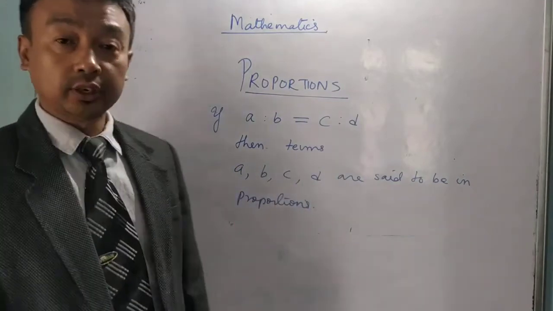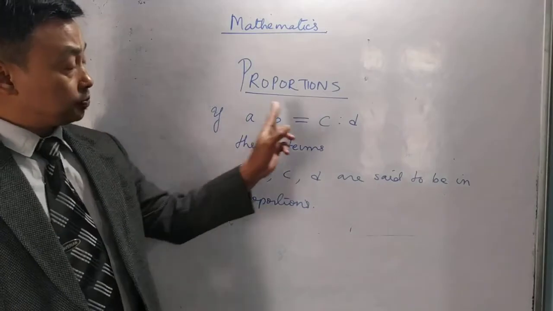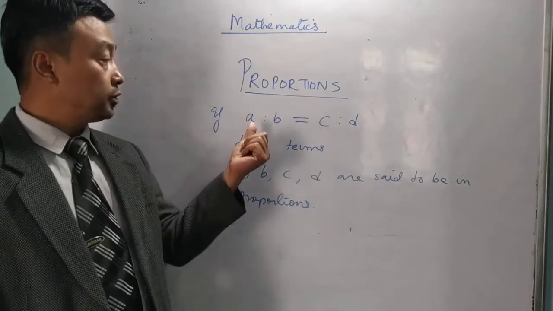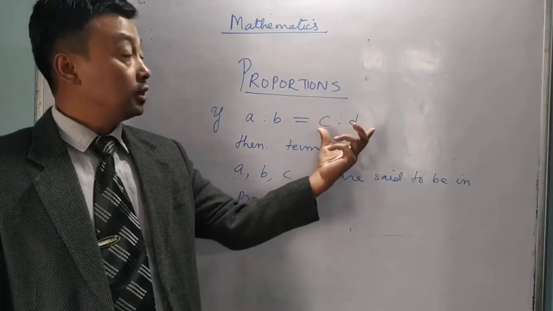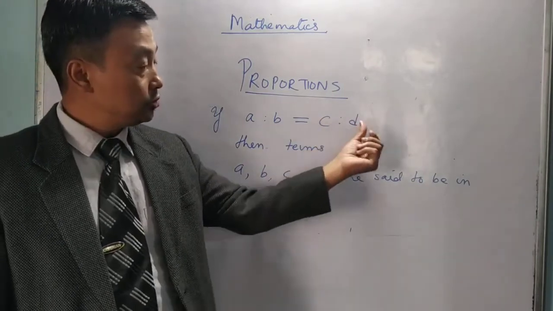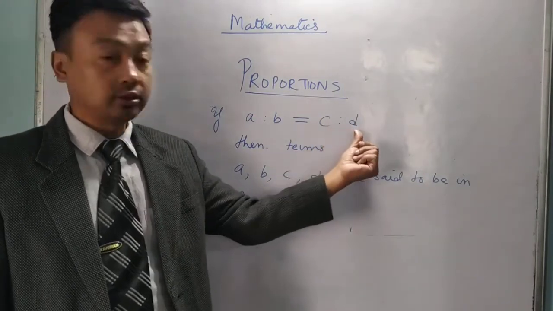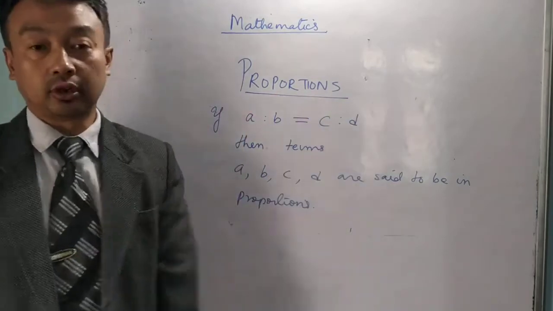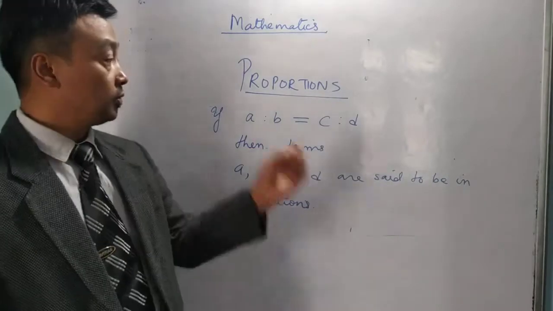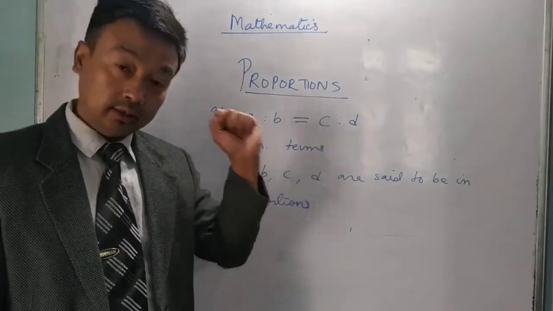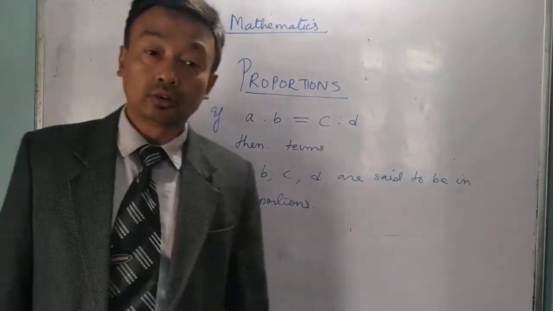Okay, so it is quite simple. Now just see, there are two ratios, A is to B, this is the first term, second term. You have the second ratio, C is to D, this is the third term and this is the fourth term. So there are four terms altogether and these four terms are said to be in proportion when they are equal. Alright, these terms are also called the quantities.